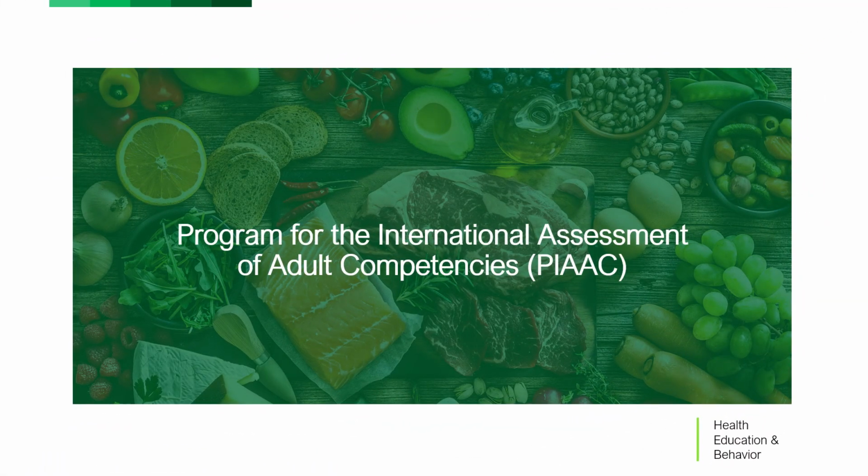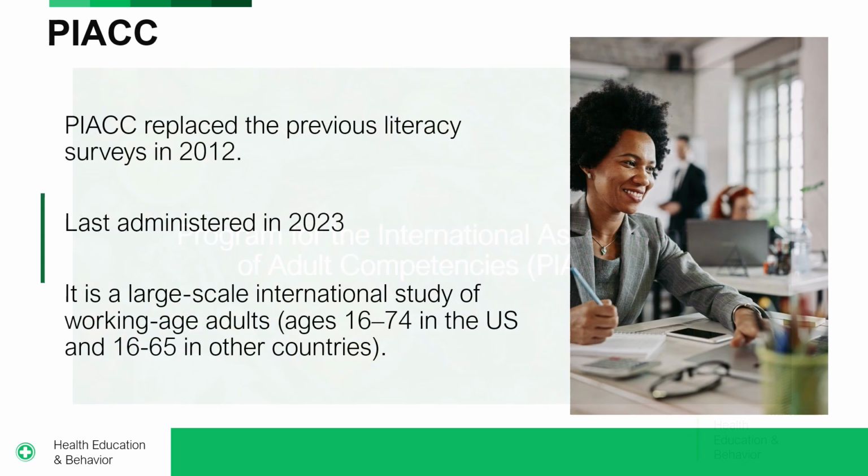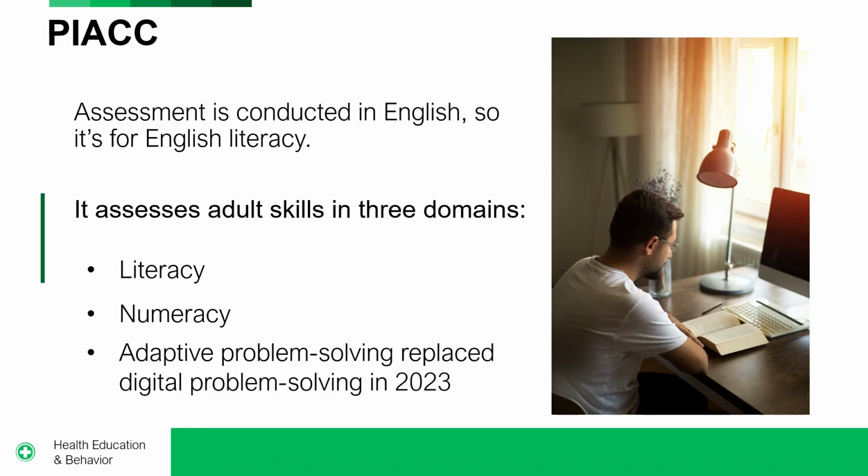Program for the International Assessment of Adult Competencies, or PIAAC. This survey replaced the previous literacy surveys in 2012, and it was last administered in 2023. It is a large-scale international study of working-age adults, ages 16 to 74 in the US and 16 to 65 in other countries. The assessment is conducted in English, so again, it's for English literacy.